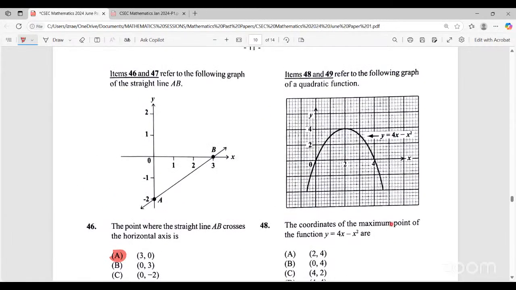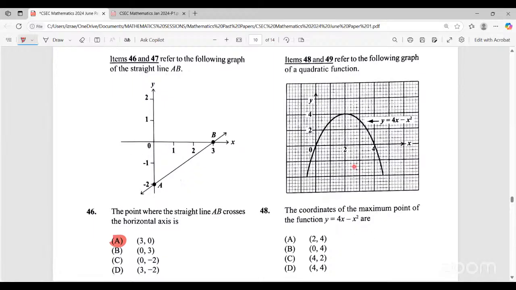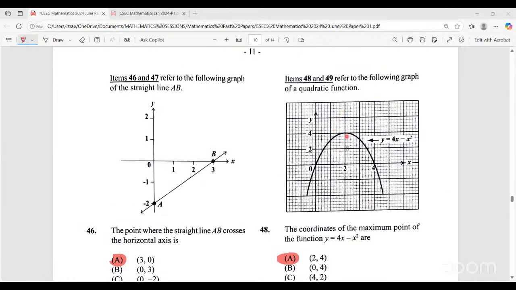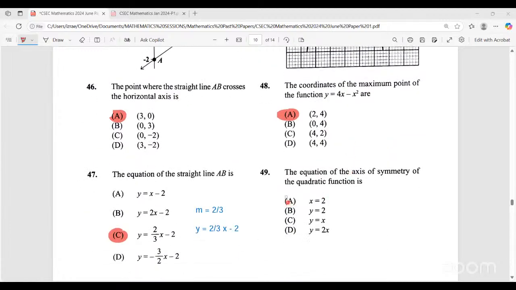48. The coordinates of the maximum point of the function y equals 4x minus x squared are. The maximum point will be what? 2, 4. Yeah, that's A. The equation of the axis of symmetry of the quadratic function is. The axis of symmetry is going through here. That's x equals 2. So that's A.